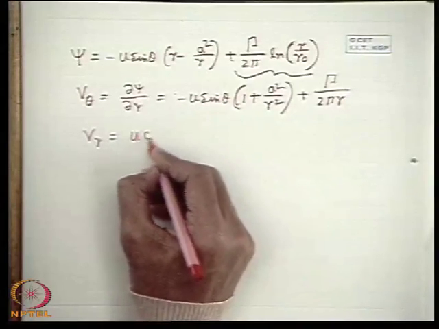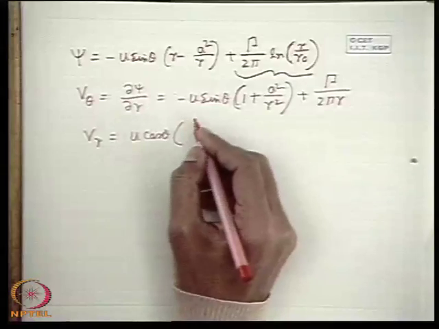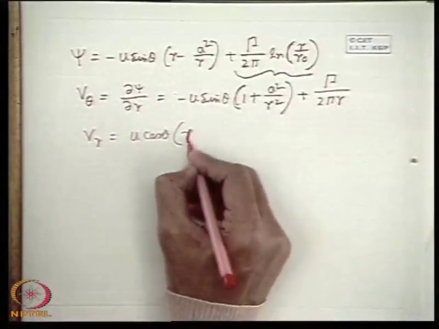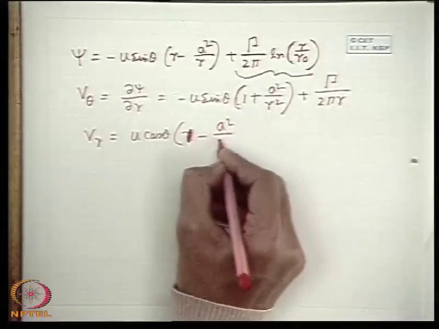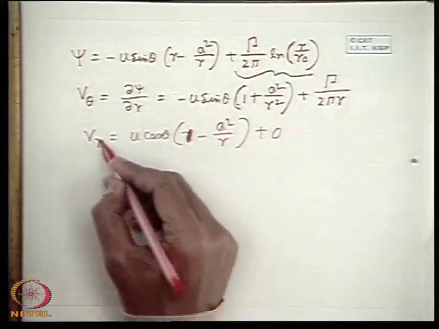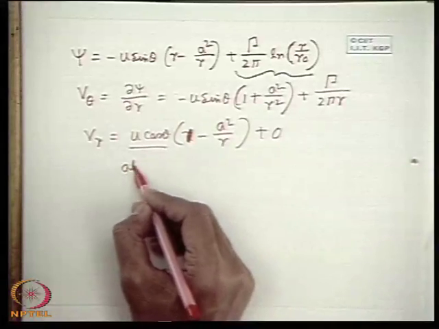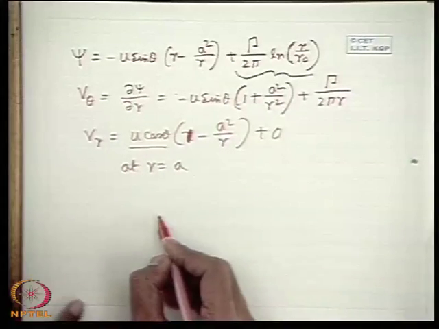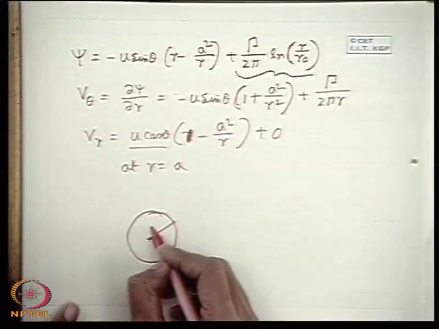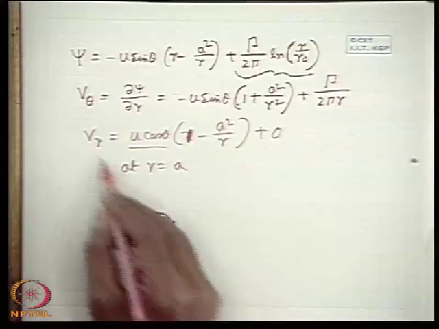That means u cos theta, same thing, 1 by r del psi del theta. That means it is 1 minus a square by r, and this part will be 0. This is independent of theta. So therefore, on the surface of the cylinder, that means mathematically at r is equal to a, if we plot the cylinder here, on the surface of the cylinder r is equal to a, Vr is 0.